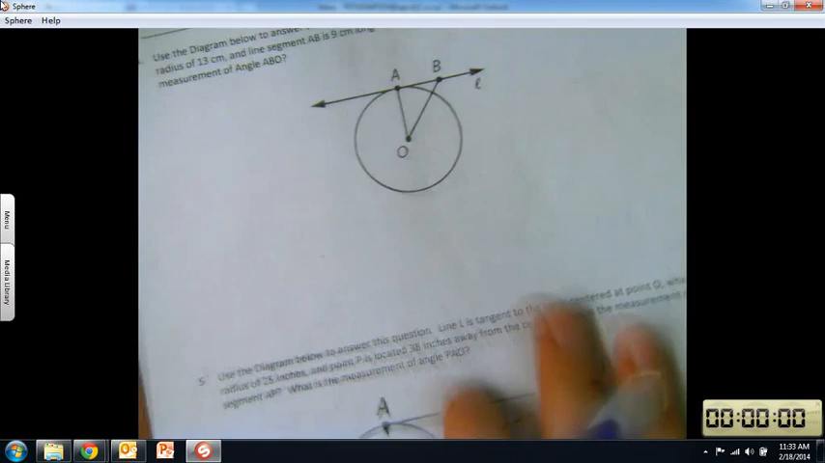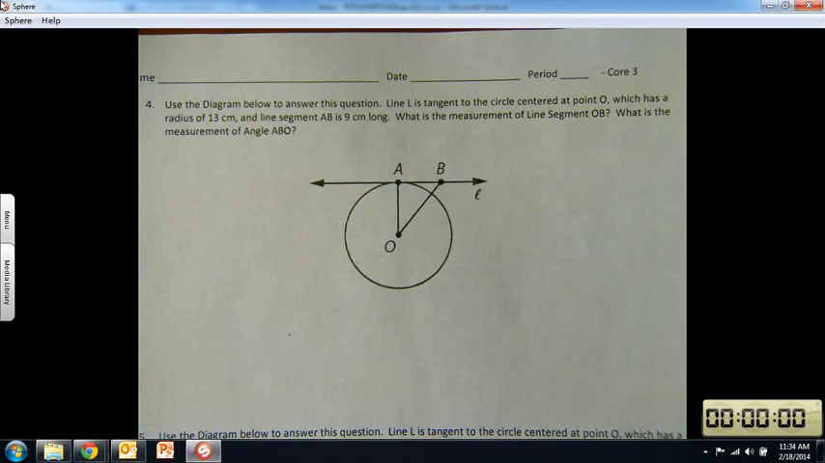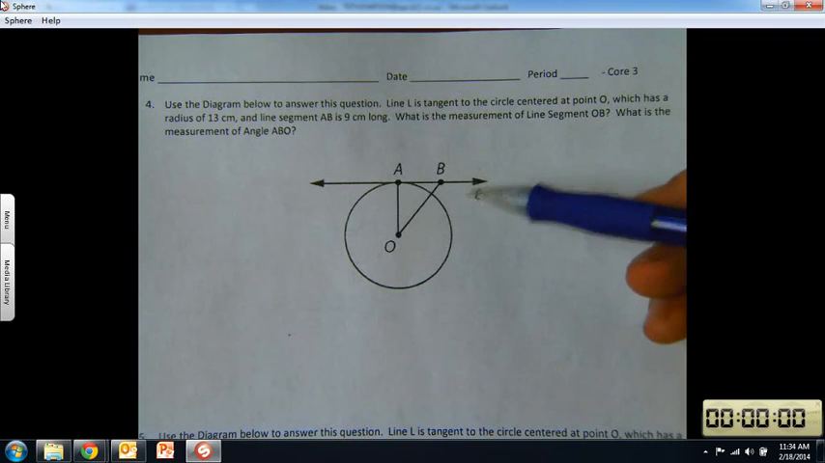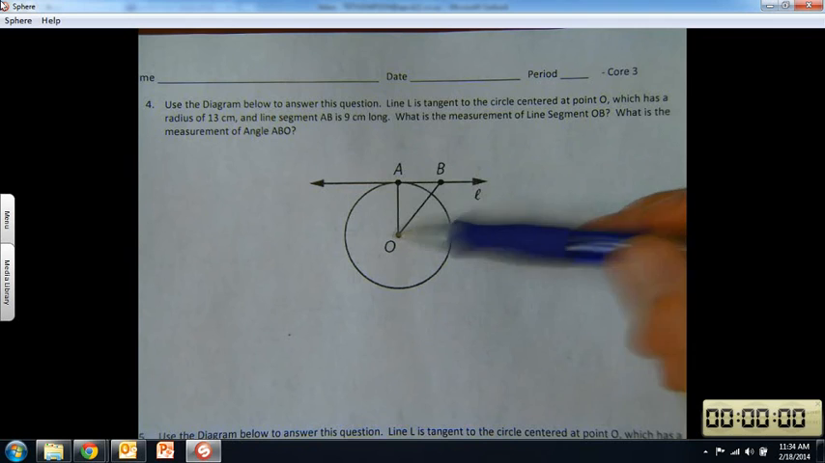Now, the back. This is where we get into the more difficult parts, which is using the properties of the tangent to calculate different measurements. Now, it says use the diagram below to answer this question. Line L is tangent to the circle centered at point O, which has a radius of 13 centimeters.